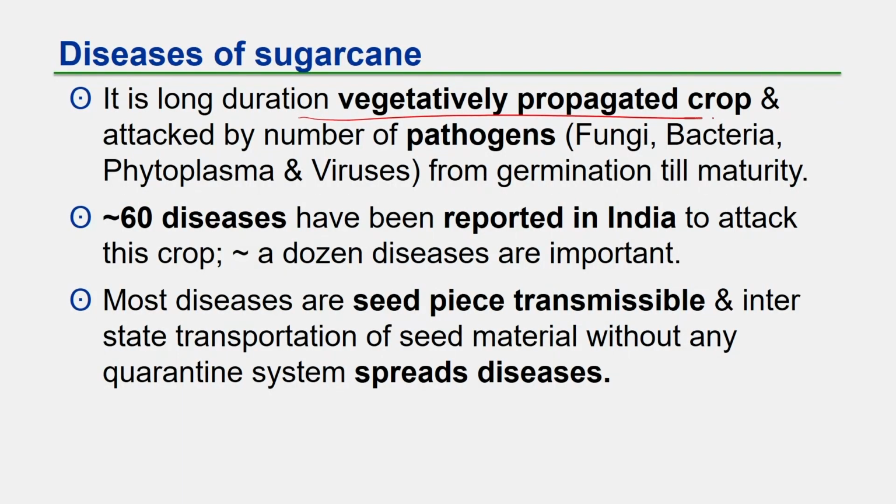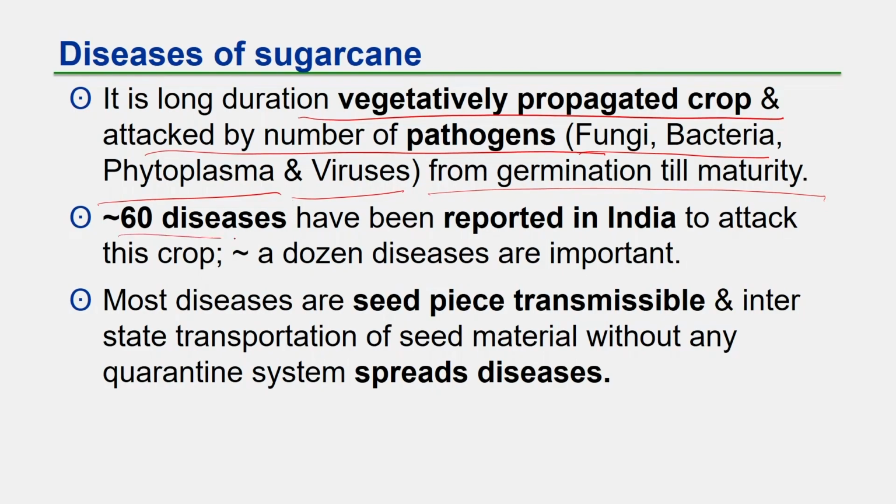Similarly, there are a number of diseases that can affect the sugarcane crop. They can reduce the growth, the productivity as well as quality. Many times diseases can reduce the sugar content in the juice, hence the recovery of sugar will be less. It is a long duration vegetatively propagated crop attacked by a number of pathogens. These pathogens can be fungi, bacteria, phytoplasma and viruses, from germination till maturity.